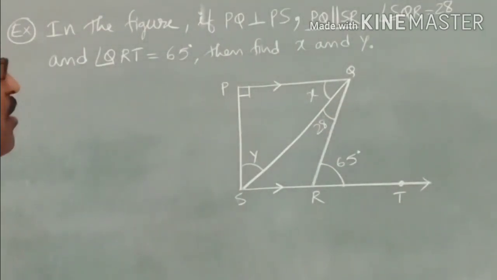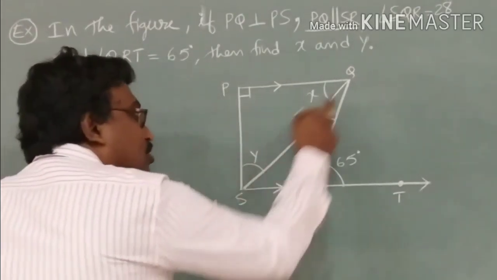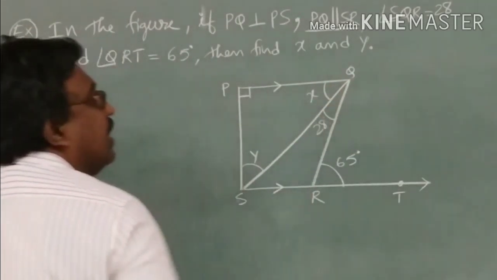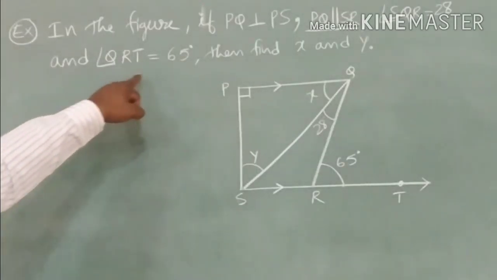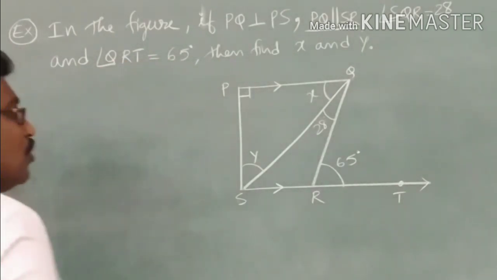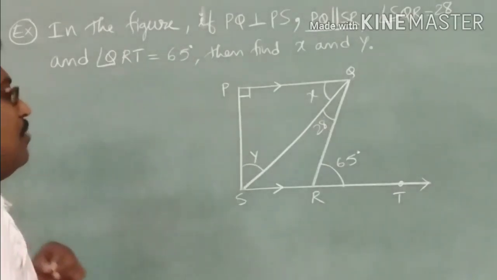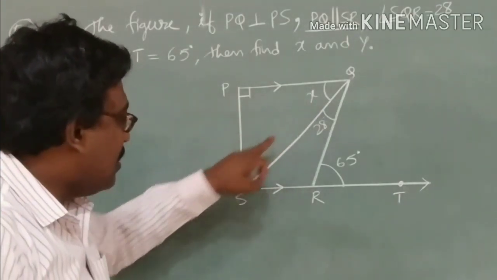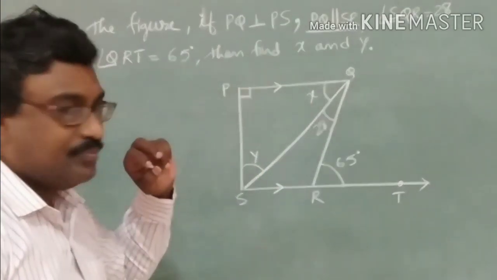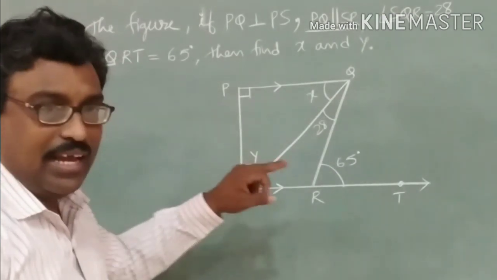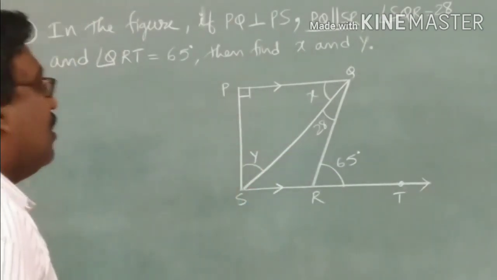And angle SQR is equal to 28 degrees, and angle QRT is equal to 65. Find the values of X and Y.